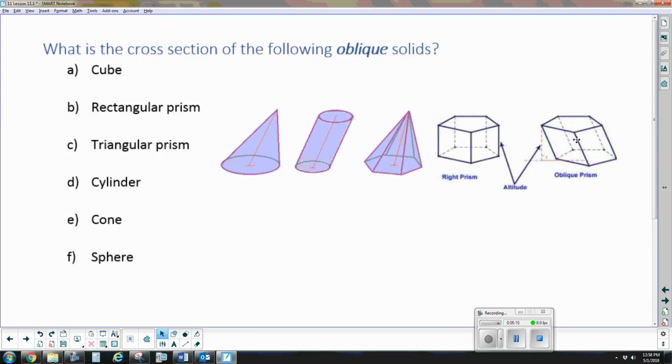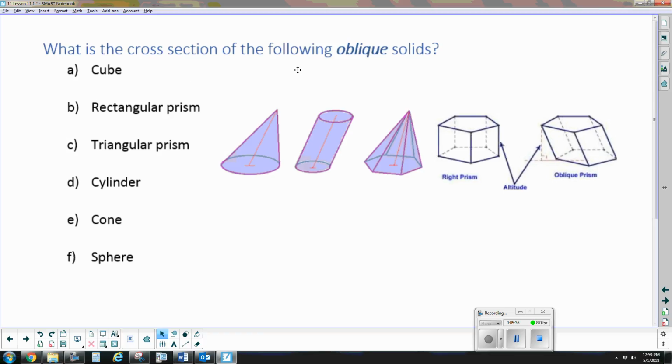So all of these solids, they're at an angle. So the segment that would go through the center of the base and the top is no longer perpendicular to the base. Okay, it's at a little bit of an angle.